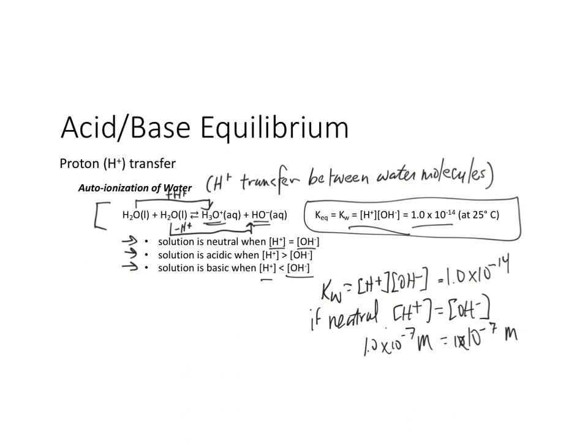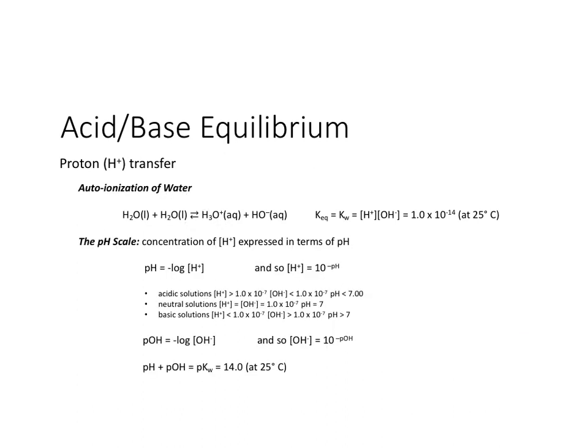Now, we don't want to have to talk about acid and base concentrations in terms of these very, very small numbers. And so what we do is go to a logarithmic scale where we're going to define the pH. And we define pH as the negative logarithm of the hydronium ion. And again, doing an inverse relationship, that means that the hydronium ion can be found by taking 10 to the minus pH.